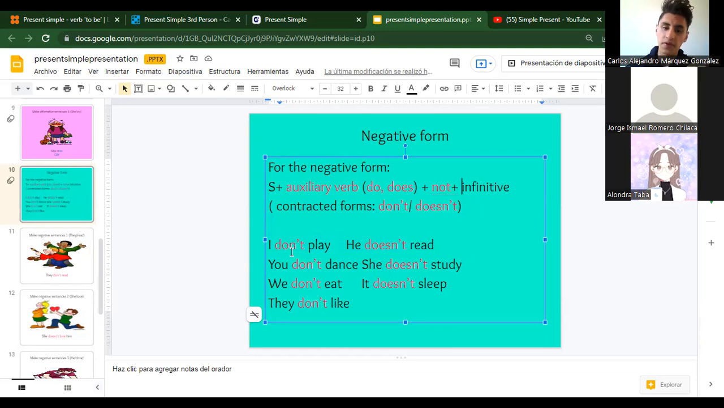So we're going to use don't for I, you, we, and they. I don't play, you don't dance, we don't eat, they don't like. We're going to use doesn't for he, she, and it. He doesn't breathe. Él no lee. She doesn't study. Ella no estudia. It doesn't sleep. No duerme. Remember that we use it for things and animals, okay?